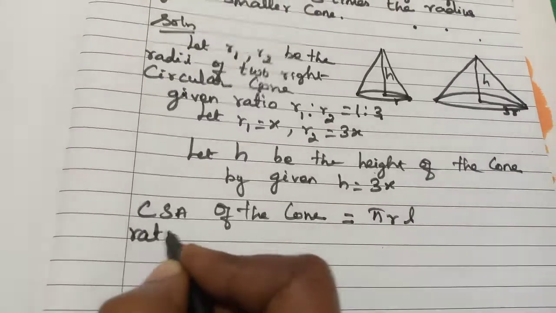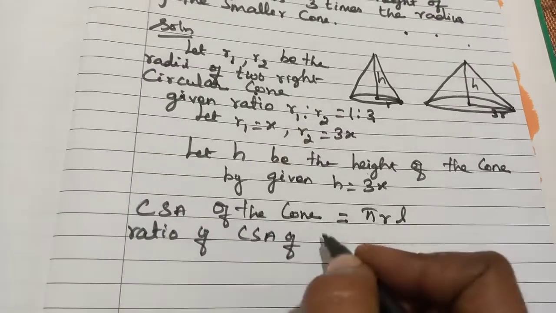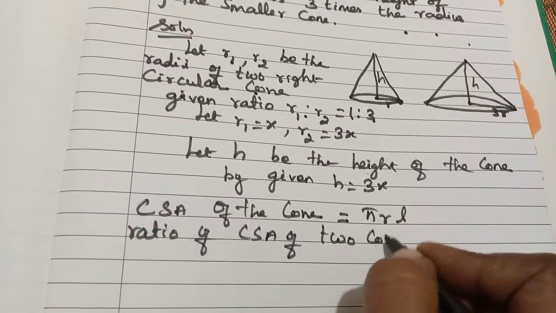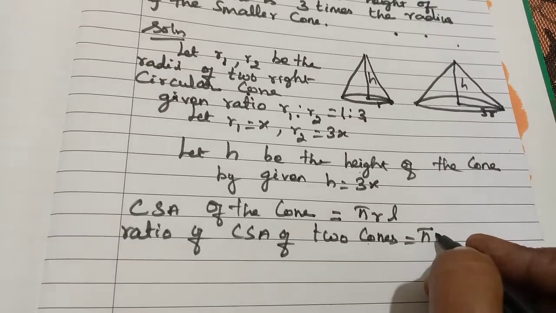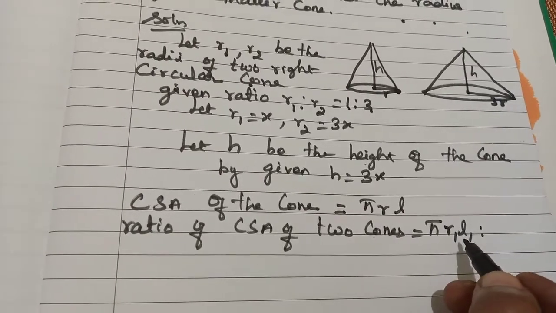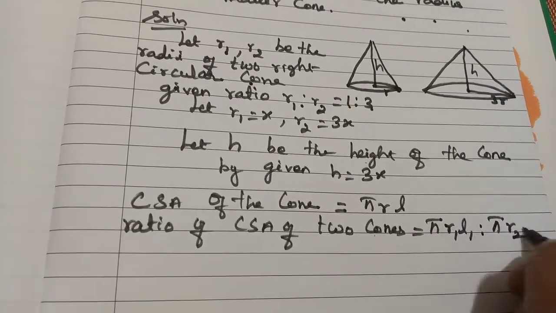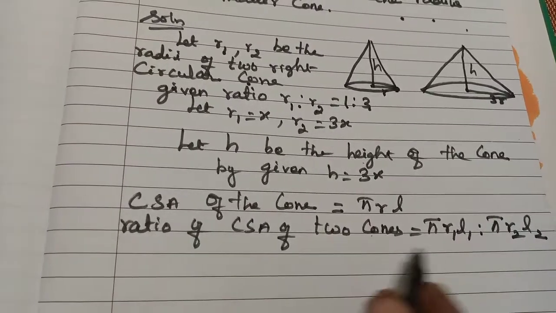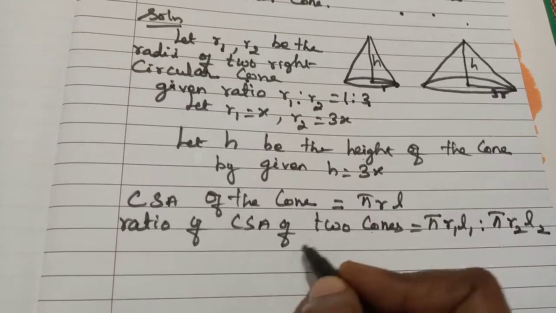So the ratio of CSA of two cones can be written as pi R1 L1. Here a comparison is there, so in place of L we have to use L1. Pi R2 L2. The L values we don't know, so L1 and L2 we have to find out using the formula.